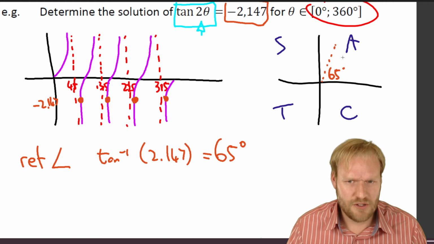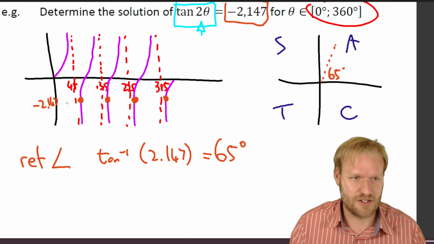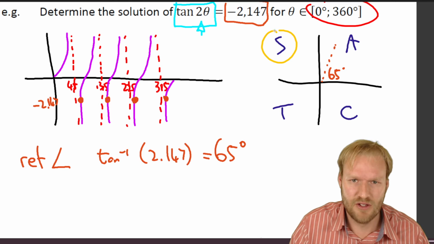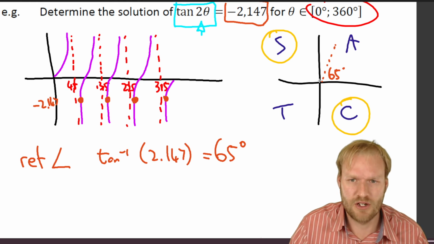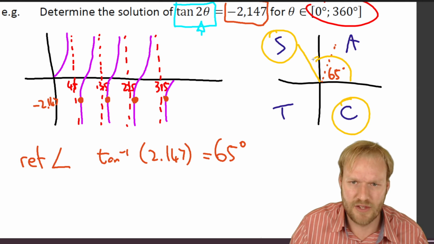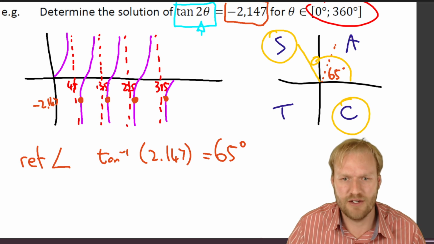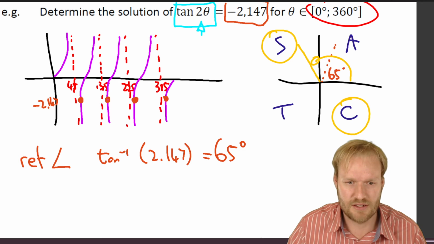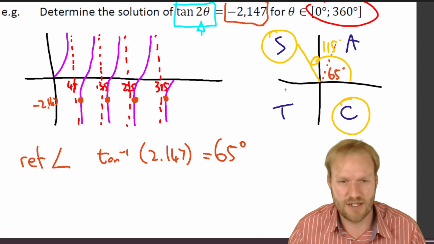So in terms of using our CAST diagram, we would say, okay, well, tan is negative. So we must be working in this quadrant or in this quadrant, right? Second or fourth quadrant. So we go here and go, well, let's reflect that triangle. If that's 65, then what is the value of the angle over there, that outside angle? Well, that outside angle is 115, right? So 115, because we went 180 minus.